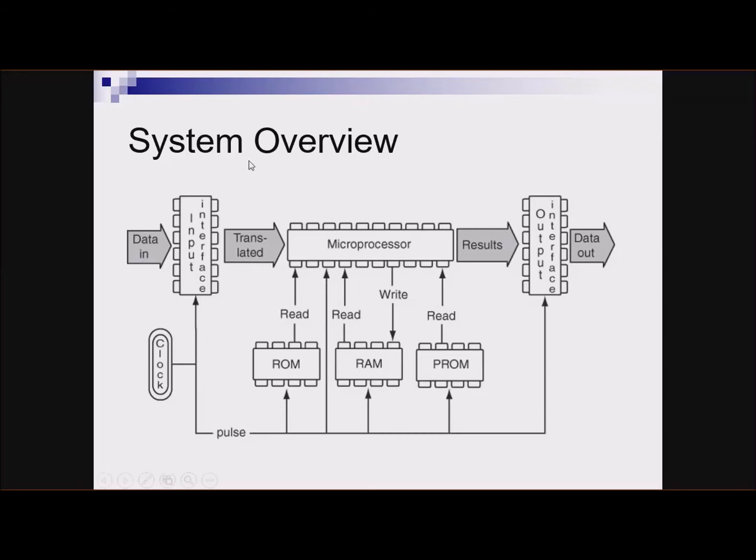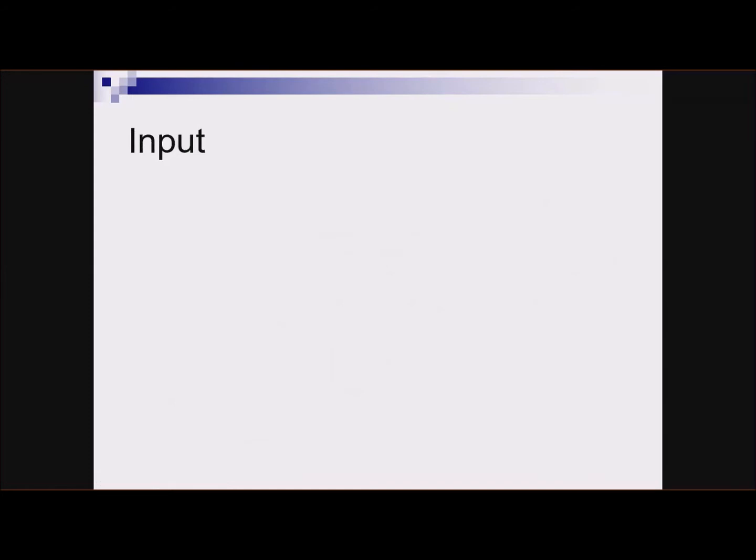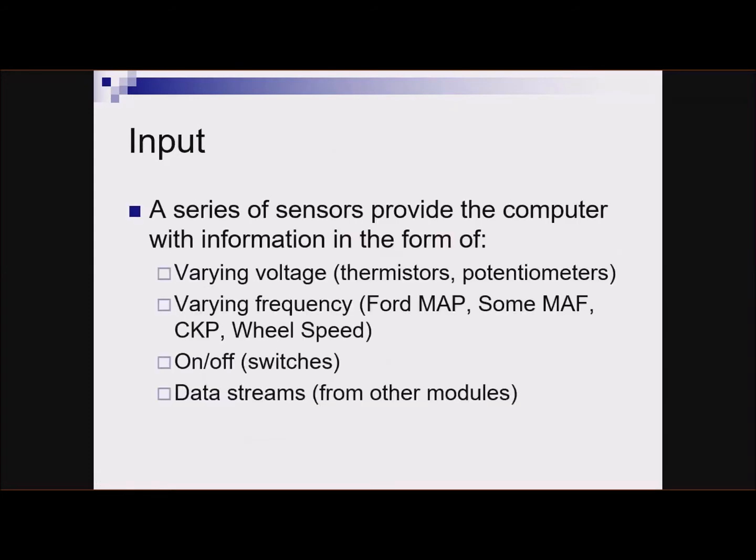So let's move on to the next slide here. Just kind of go through this a little bit more. So input. A series of sensors provide the computer with information in the form of, could be varying voltage, so this is an analog voltage. Could be a varying frequency. So some mass airflow sensors, for example, old style Ford manifold absolute pressure sensors, the frequency coming off of those changes, the voltage remains pretty constant. It's just flipping on and off at a different frequency.